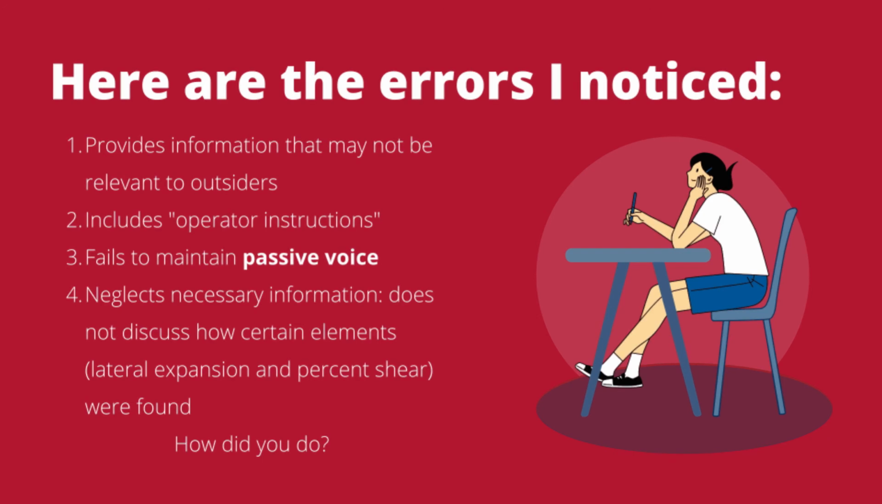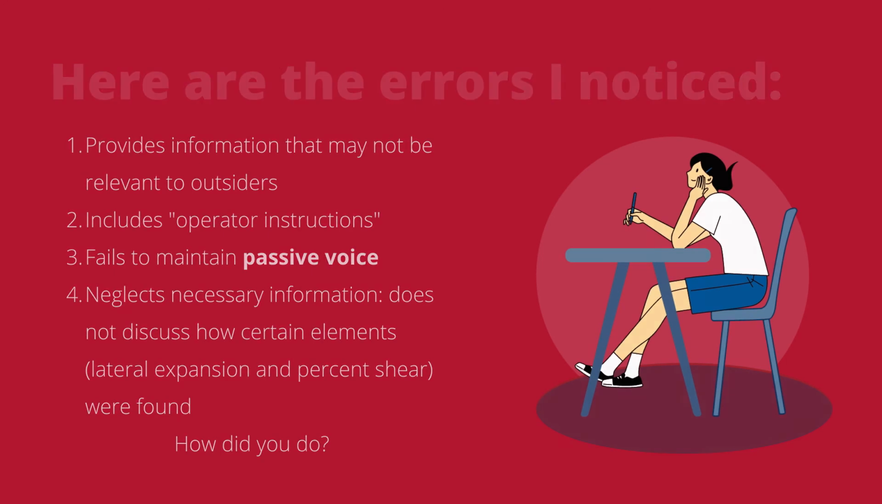It provides a lot of information that may not be relevant to an outside group conducting the experiment, including some operator instructions. Also, it fails to maintain passive voice throughout. Perhaps more importantly, though, it does not clearly discuss how the lateral expansion and percent shear were found, which is vital information for the calculation and interpretation of the results.